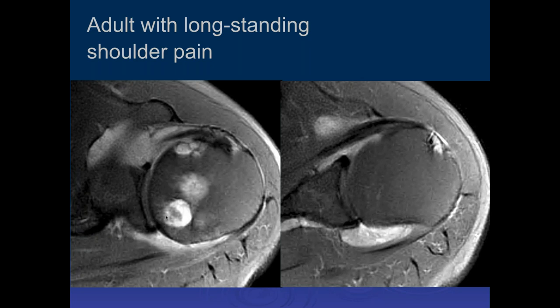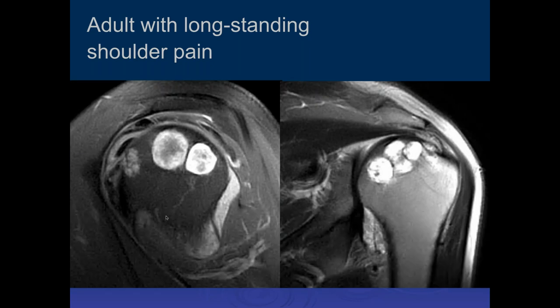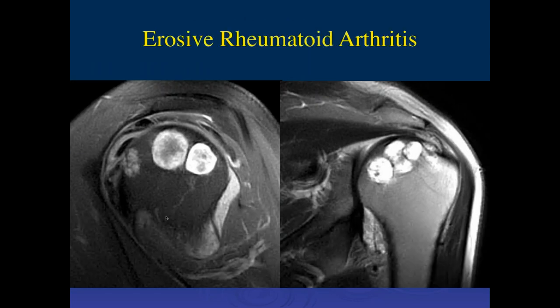Long-standing shoulder pain. Again, we see a lot of synovial hypertrophy posteriorly. There are some erosive changes of the humeral head, in another case of erosive rheumatoid arthritis. Yeah, big erosions and geodes.